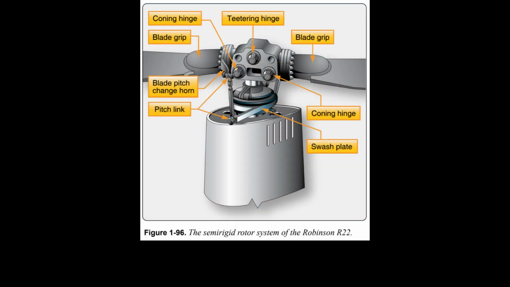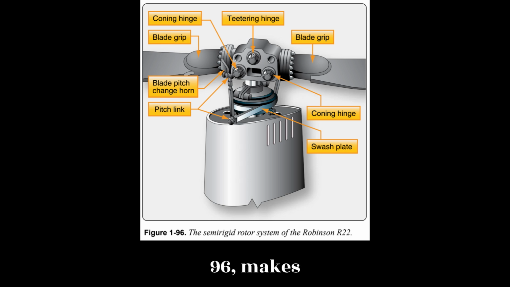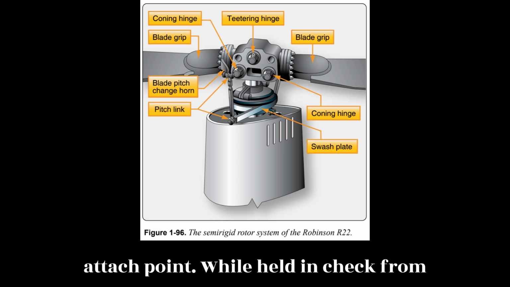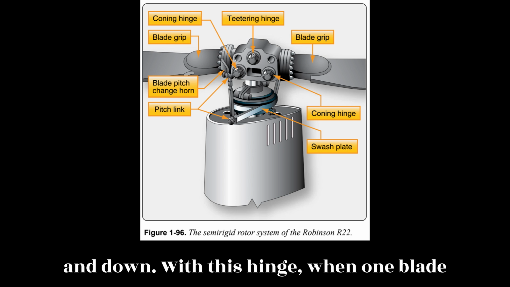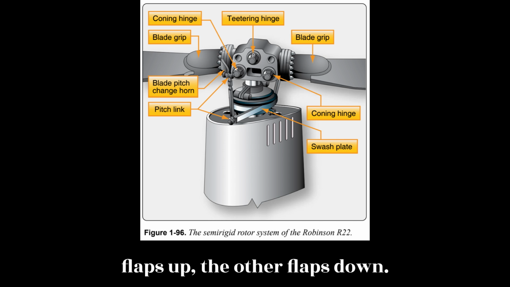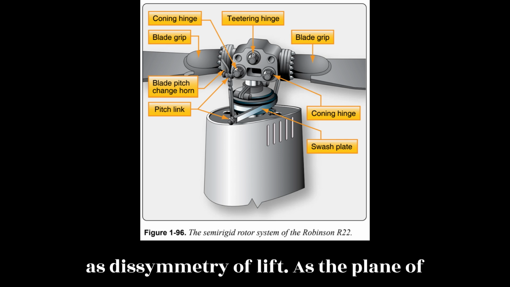Semi-rigid rotor system. The semi-rigid rotor system in Figure 1/96 makes use of a teetering hinge at the blade attach point. While held in check from sliding back and forth, the teetering hinge does allow the blades to flap up and down. With this hinge, when one blade flaps up, the other flaps down. Flapping is caused by a phenomenon known as dissymmetry of lift.